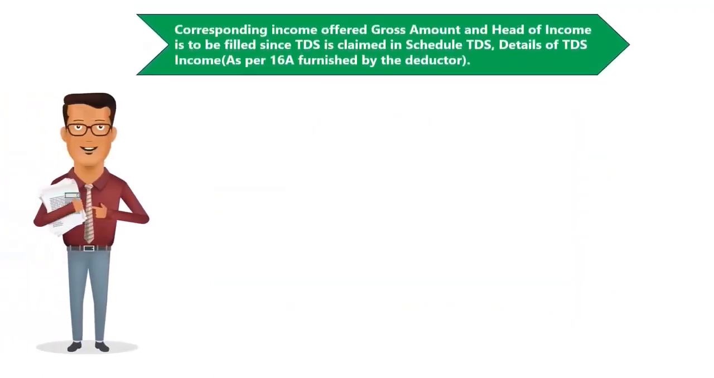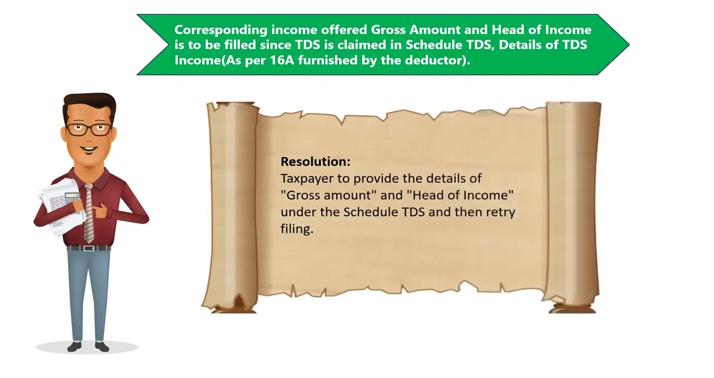If the error is corresponding income offered, gross amount and head of income is to be filled since TDS is claimed in schedule TDS, details of TDS income, as per 16A furnished by the deductor, you are required to provide the details of gross amount and head of income under schedule TDS and then retry filing your income tax return.